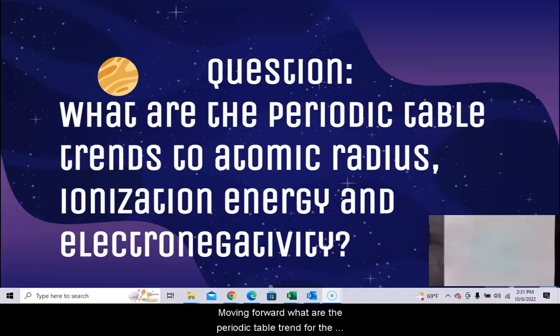Moving forward, what are the periodic table trends for the atomic radius, ionization energy, and electronegativity? We are going to look at this in 2 sections. We're going to look at the atomic radius and the ionic radius because they go very well together. We're also going to look at ionization energy and electronegativity because they go very well together.